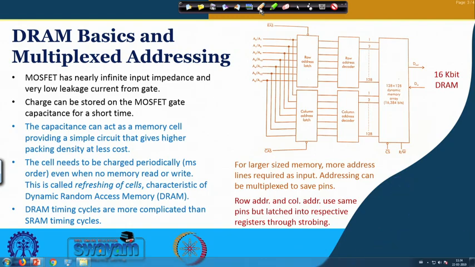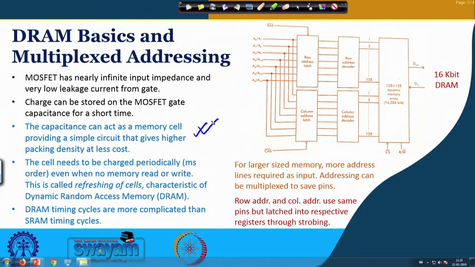So, this capacitance acts as a memory cell, and this provides us a simple circuit and a higher packing density. The number of parts required becomes less, and the cost per unit memory cell also becomes much, much smaller. So, this is the strength of this approach. Of course, as we see in any design, there is always a trade-off.